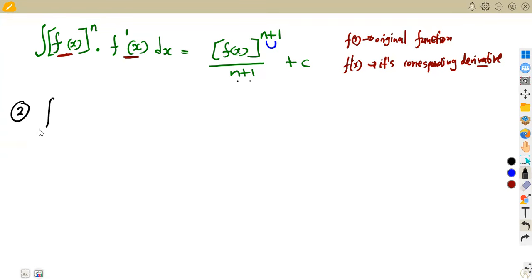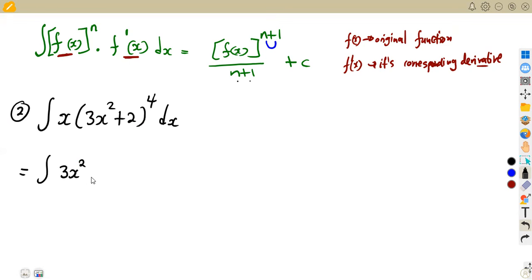Now we are given this one, the integral of x times (3x squared plus 2) to the exponent of 4 with respect to x. This is what we have. Thinking of this formula, how is it going to work? Our first part is supposed to be f of x raised to the exponent of n, then the derivative. So let us rearrange: this is (3x squared plus 2) to the exponent of 4 times x with respect to x.